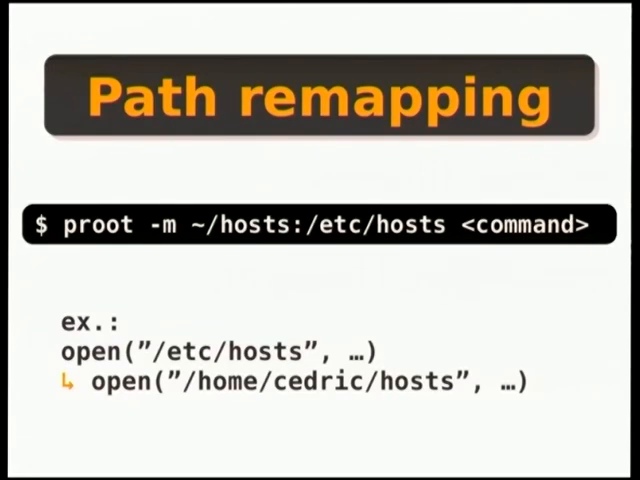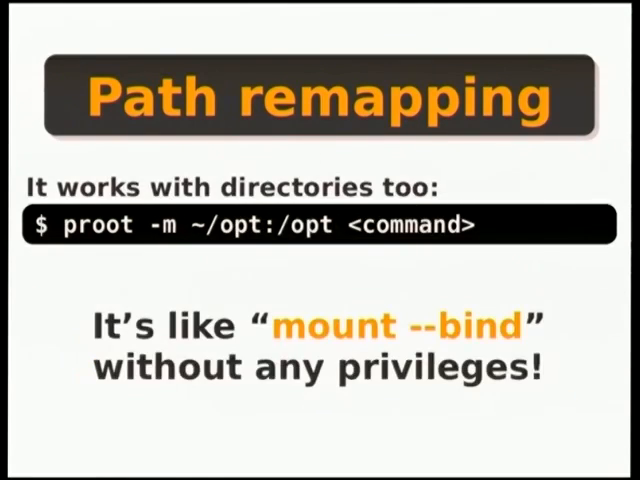So, for example, if your command tries to open the /etc/hosts file in this example, PRoot will detect that the first parameter points to the remapped file, and then it will rewrite the system call argument to point to the user specified file. So this works with files and with directories too. One could consider the -m option of PRoot just like mount --bind, but without privilege.